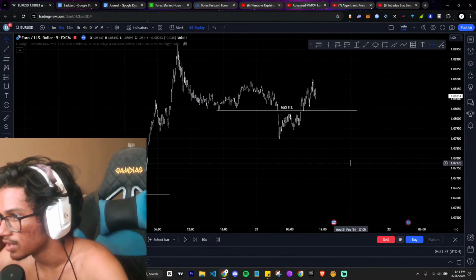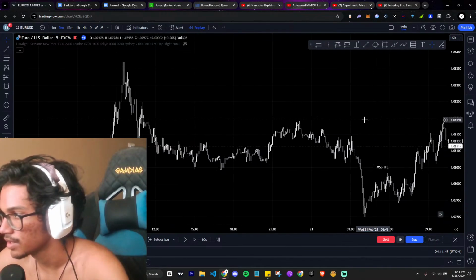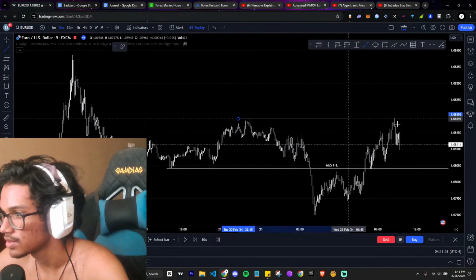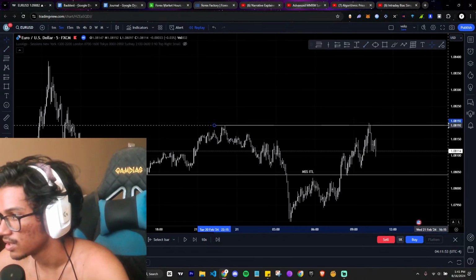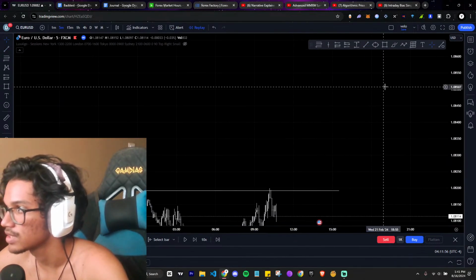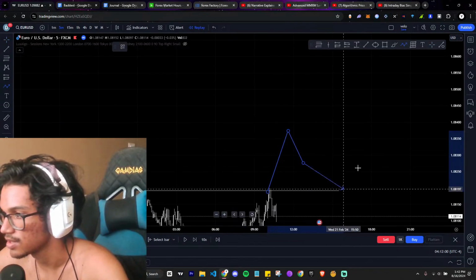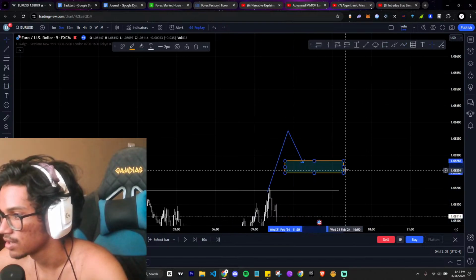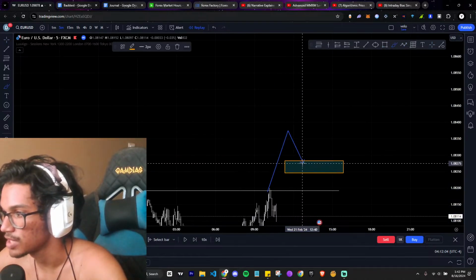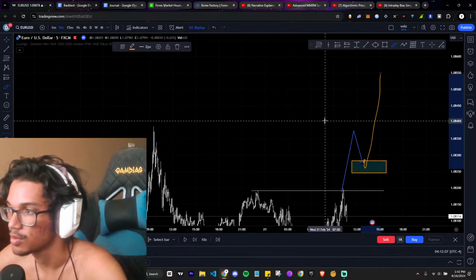Let's see. Okay, so we swept this liquidity. So it seems like we're not displacing higher. So let's say there's a fair value gap formed here. Imagine this is a fair value gap. So I'm expecting price to hit this and then maybe trace back and then go higher towards this.